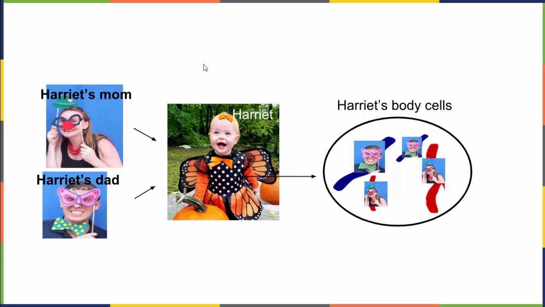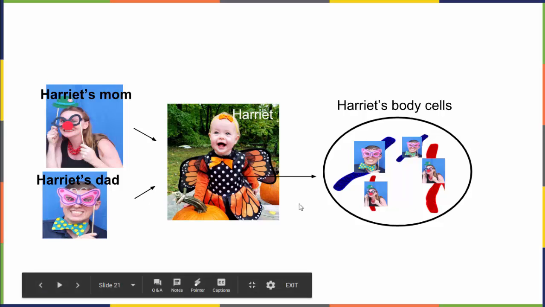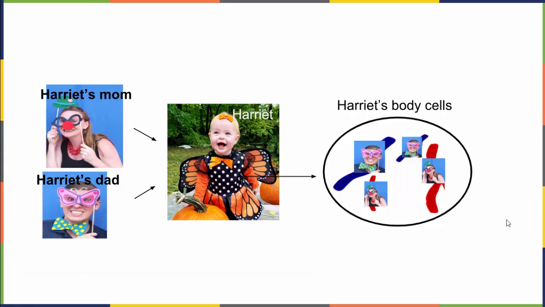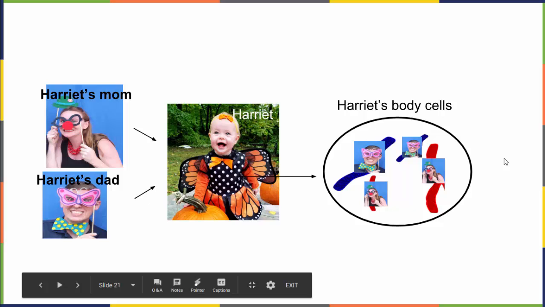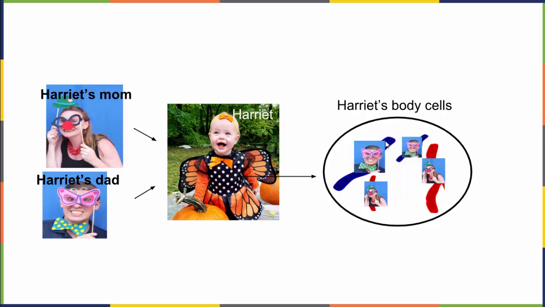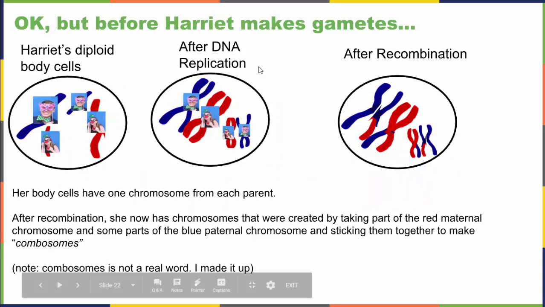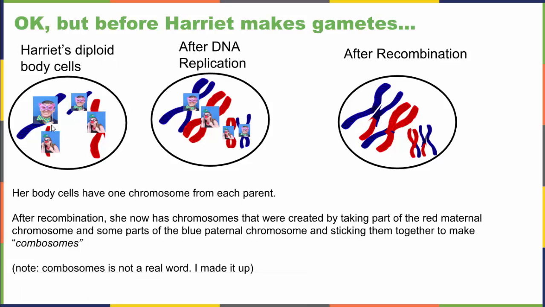So if we go back to real people, here's Harriet's mom, Harriet's dad, and here's Harriet, and these would be her body cells. I'm not putting all 46 chromosomes in because it's too much. We're just going to stick with 2 chromosomes, long version and short, and because these are her body cells, she's got 2 copies of each. Of the long chromosome, she's got 1 from dad and 1 from mom. And of the short chromosome, she's got 1 from dad and 1 from mom. So before she makes her gametes, this is what her cells look like. Those are her diploid body cells.